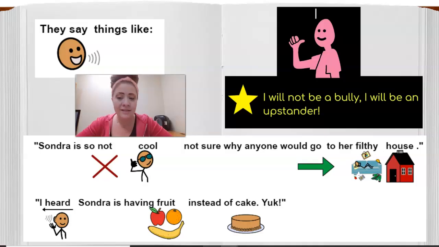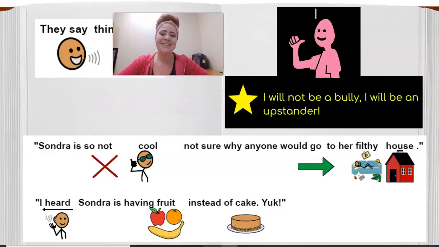They say things like, Sandra is not cool. Not sure why anyone would go to her filthy house. I heard Sandra is having fruit instead of cake. Yuck! Do you see the repeated storyline? I will not be a bully. I will be an upstander.